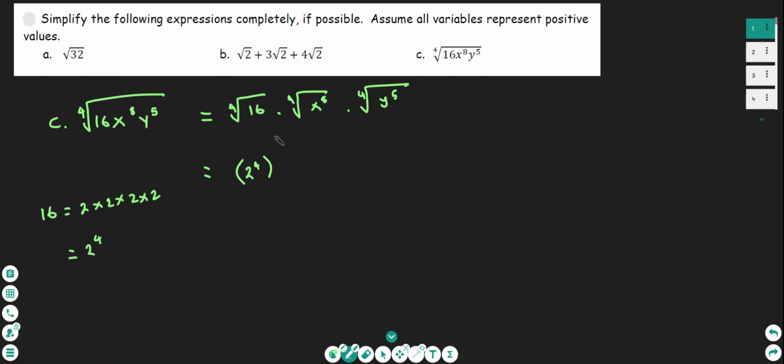And also we write this in exponent form, that is, the root 4 can be written as to the power of 1/4. Likewise, x to the power of 8, I can write as x squared, all to the power of 4, and for the radical, that is root 4, I write 1/4. And then I have y to the power of 5. We can write this as a product of y to the power of 4 times y to the power of 1, and this is to the power of 1/4, for the root 4. So this is the second step.